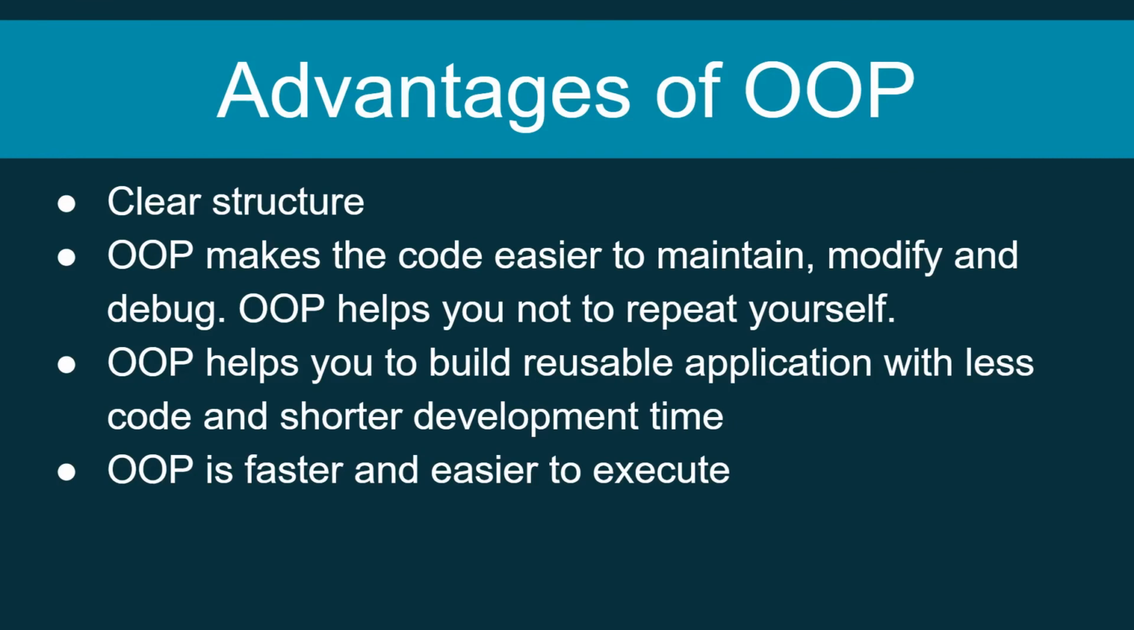What are the advantages of object-oriented programming? In object-oriented programming, you have a clear structure. It makes the code easier to maintain, modify, and debug. Object-oriented programming helps you not to repeat yourself. It helps you to build reusable applications with less code and shorter development time. Object-oriented programming is faster and easier to execute. You will see these advantages in the examples.